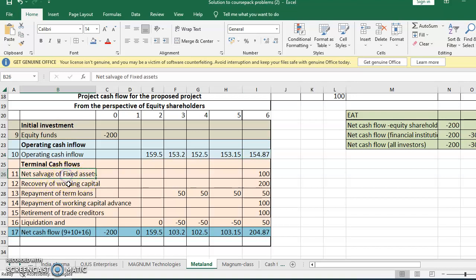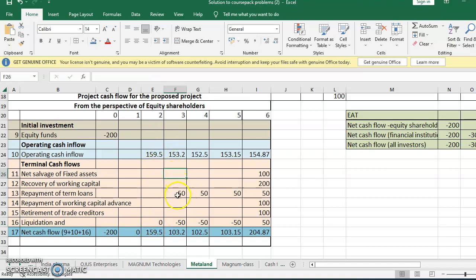So fixed asset plus recovery of the working capital, minus the repayment of working capital advance, term loan, retirement of credits, all this has to be deducted. So what we have done is a liquidation and retirement cash flow. I have just taken the formula 11 plus 12 minus 13 minus 14 minus 15. So how did we take? Now in year 2, we don't have any problem. But however, look at this.